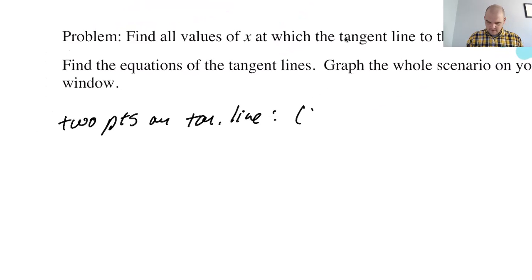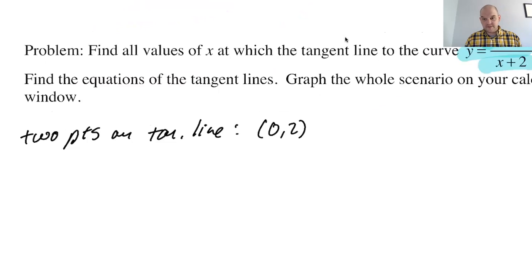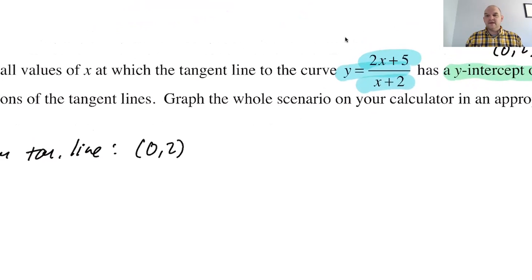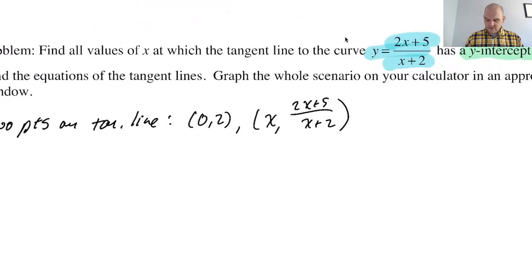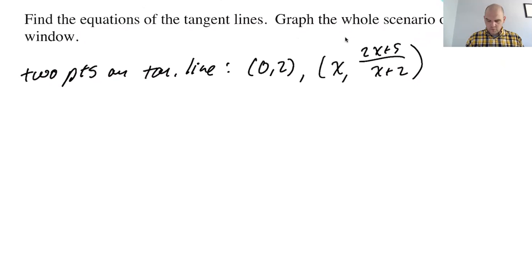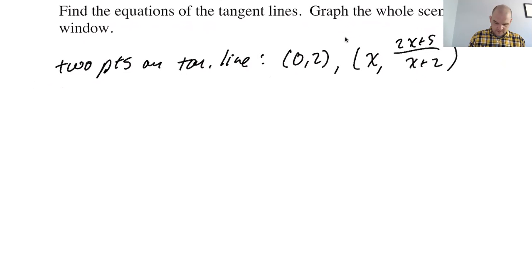So the first one is (0, 2) from the y-intercept. The other point is just x comma f of x, which is (2x plus 5) over (x plus 2). These are 2 points on the tangent line, which means we can find the slope. We can find the slope of the tangent line 2 different ways. We can use algebra 1 slope, because we know 2 points.